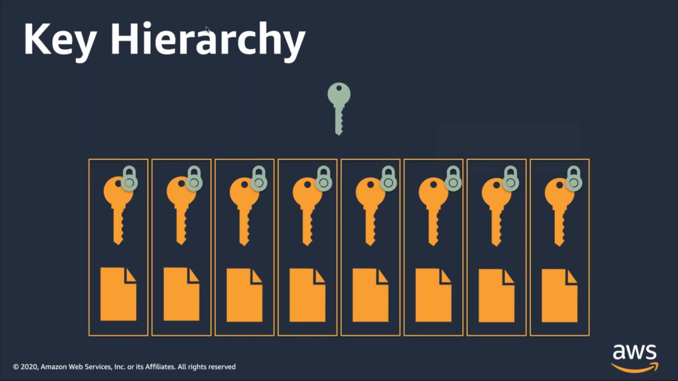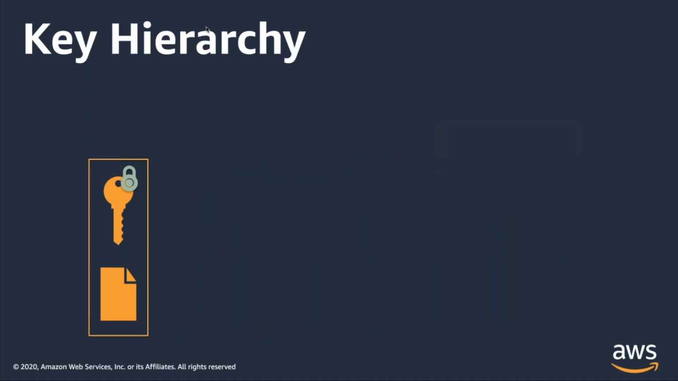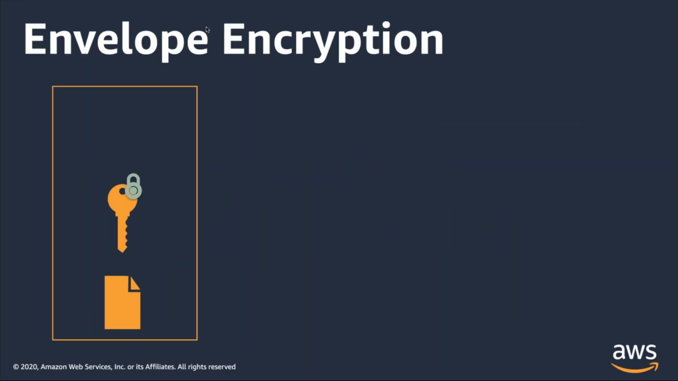So we have a root key that encrypts the data keys that protect the object. But if we looked inside this object, we'd see the encrypted data key and the data. But when we wanted to decrypt it, we might wonder what key was used to encrypt this data key, so I can decrypt it and then use it to decrypt the object.